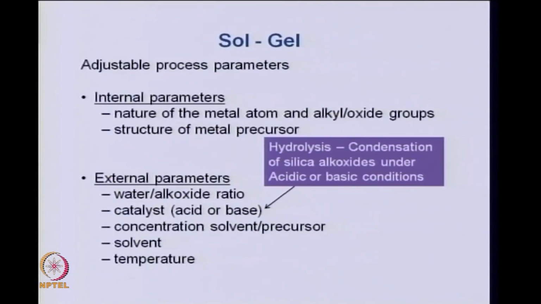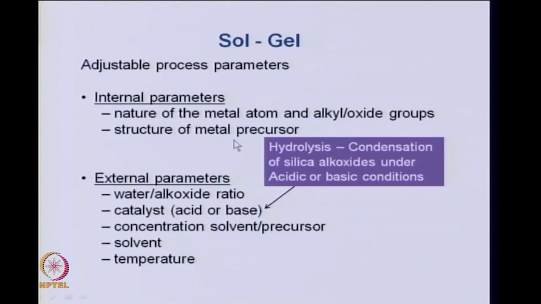Now, how do you adjust the processing parameters in a typical sol gel method? How do you control a sol gel process? There are various controls. You have some internal parameters and you have some external parameters. The internal parameters which affect a sol gel reaction are basically the nature of the metal atom and the alkyl or oxide groups present on it. The second thing which depends internally is the structure of the metal precursor.